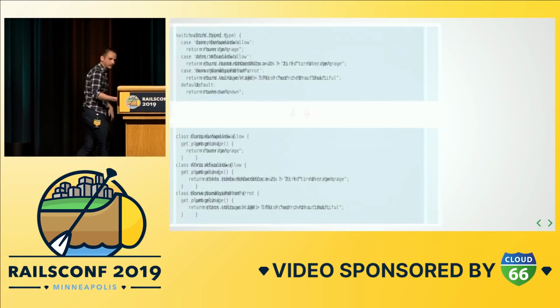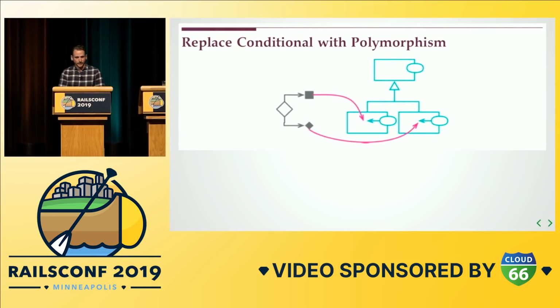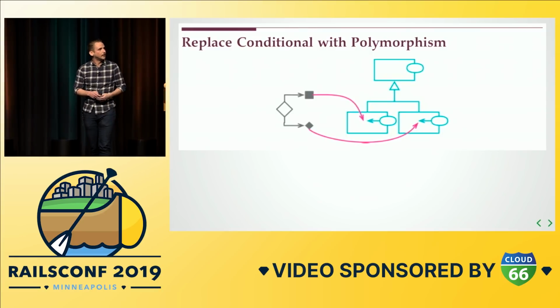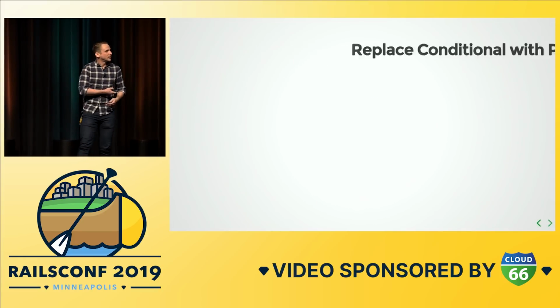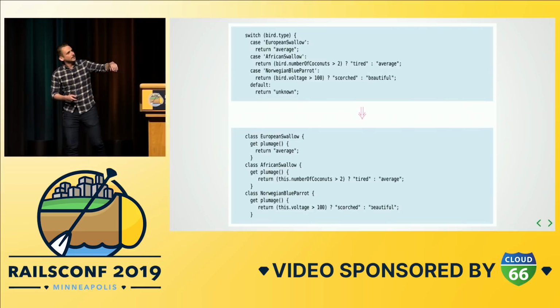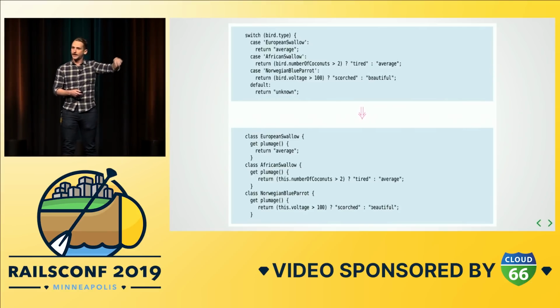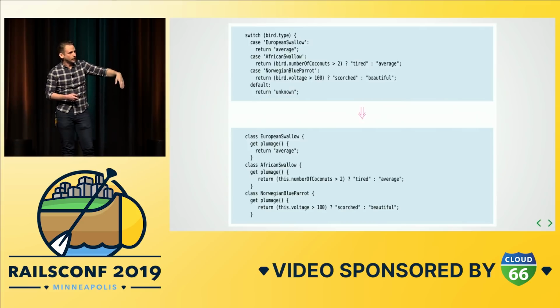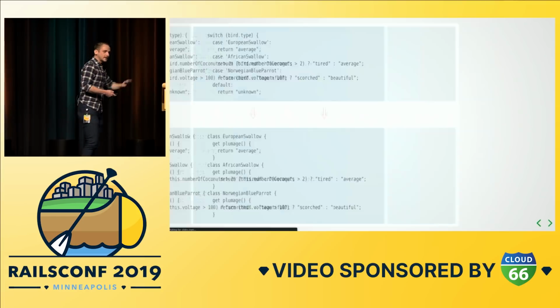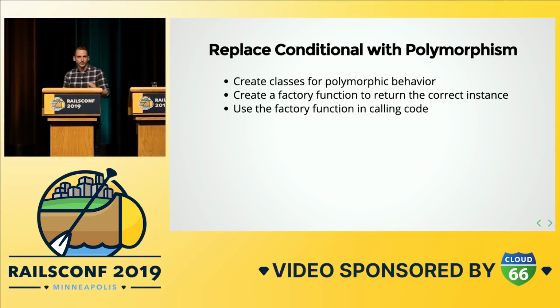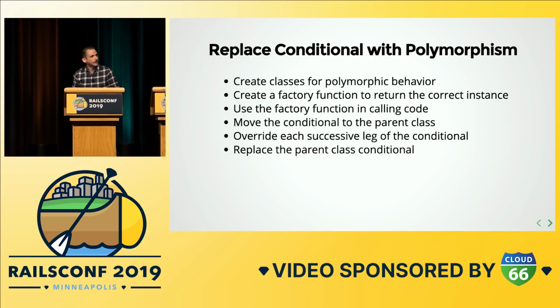And a more complicated one, we're going to look at replace conditional with polymorphism, which looks like this. Good luck. Here's kind of what it does to code, if you can see this. You start with some complicated conditional with lots of branches, and you end up with several different classes with simple interfaces and relatively simpler methods. That's kind of the idea. And it has some steps, right? It's create classes for your behavior, create a factory function to pick the right class, yada, yada, yada.